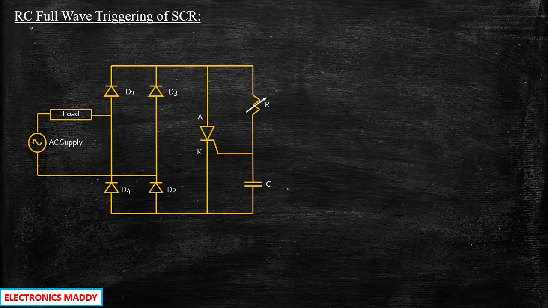It is called RC full wave triggering of SCR because with the help of R and C elements, we will be able to turn on the SCR. In order to understand the circuit in a much better way, let us consider two cycles. First, what happens during the positive half cycle. The supply will be positive and negative at these points.